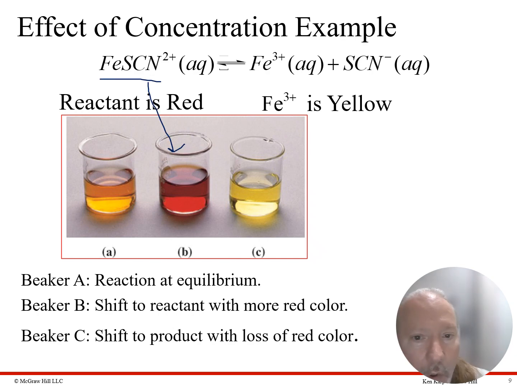But if we're yellow, we're going to be more towards the product side. Of course, Fe3+ is yellow, and the iron thiocyanate is red. The free iron 3+ species is yellow, where these two are no longer in a complex ion formation.